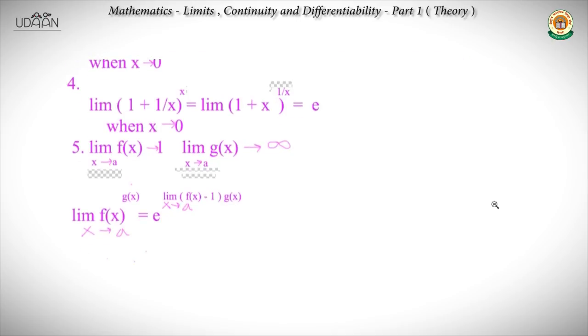The fourth one states that limit x tends to 0 (1 plus 1 raised to 1 by x) raised to x equals limit x tends to 0 (1 plus x) raised to 1 by x equals e. The fifth result is that if limit x tends to a of f(x) tends to 1 and limit x tends to a of g(x) tends to infinity, then limit of f(x) raised to g(x) when x tends to a equals e raised to limit x tends to a of (f(x) minus 1) multiplied by g(x).